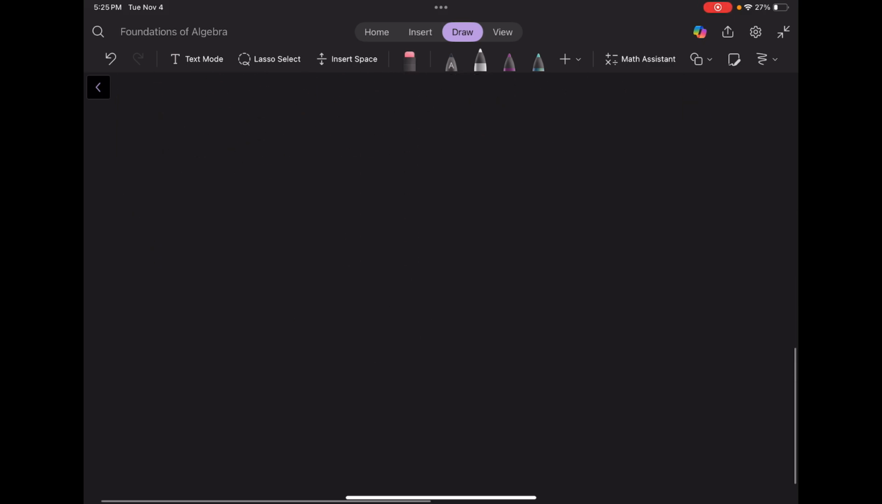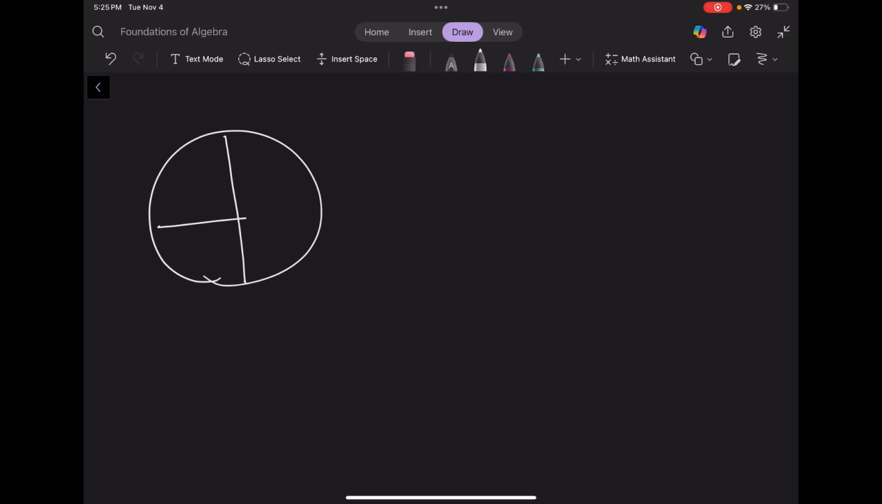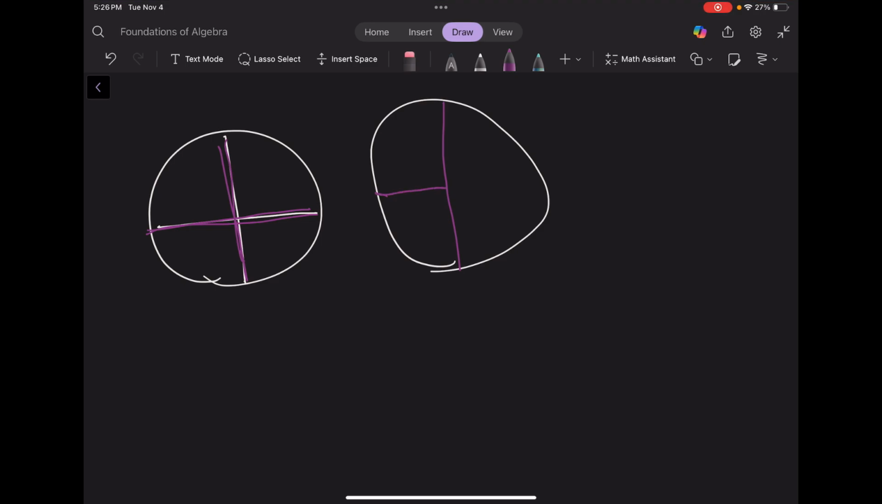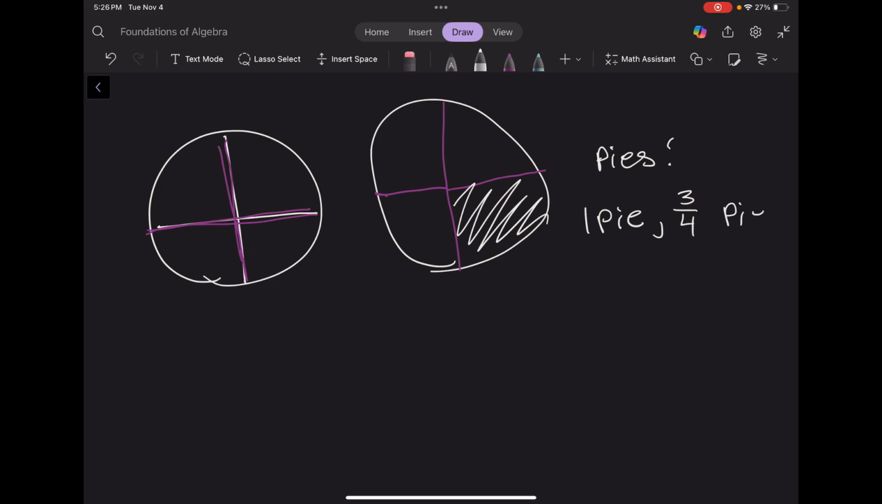Another thing could be, let's say we have pies. And the purple represents slices. But over here, I only have 3 slices, so this part is empty. Right? We have 1 pie and 3/4 of a pie.